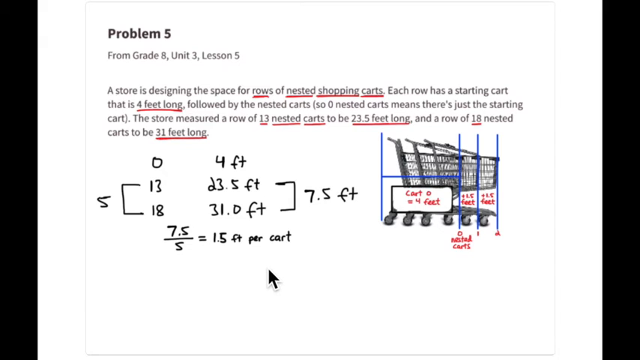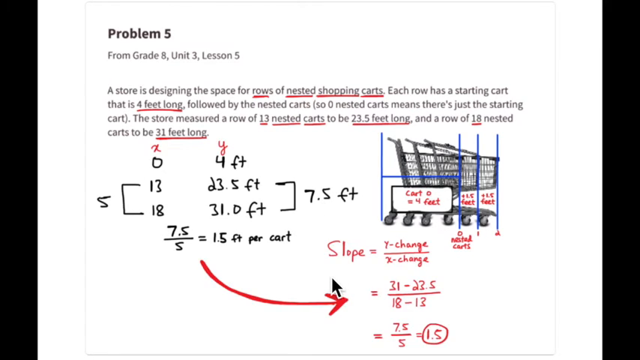So to figure out how many feet per each nested cart, you just go past the 4 feet somewhere. Go out, and they went out from 13 nested carts to 18 nested carts. This means I add 5 carts. How many feet do you add for those 5 carts? Well, you add 7.5 feet. So how many feet is that per cart? That's 7.5 feet divided by 5 carts. That equals 1.5 feet per nested cart. I should put the word nested in here. So 1.5 feet per nested cart. So that's how many feet get added.